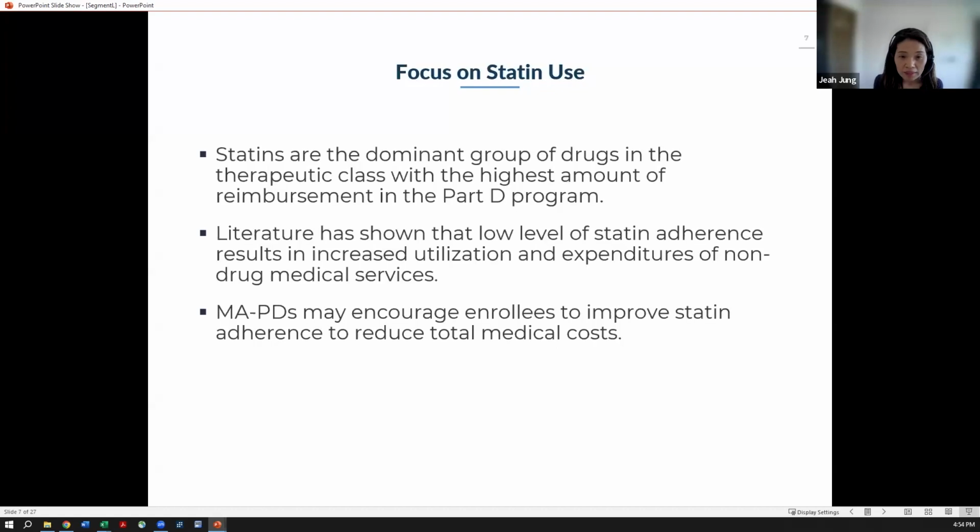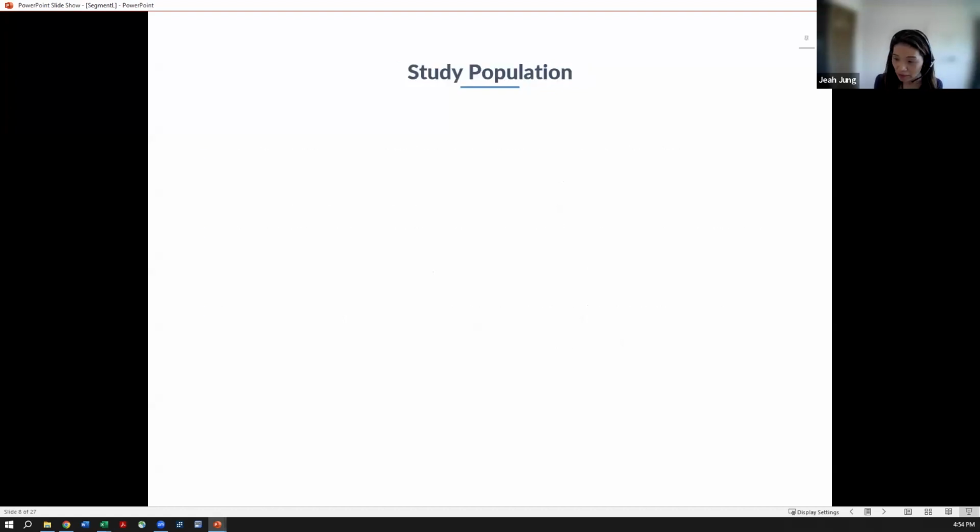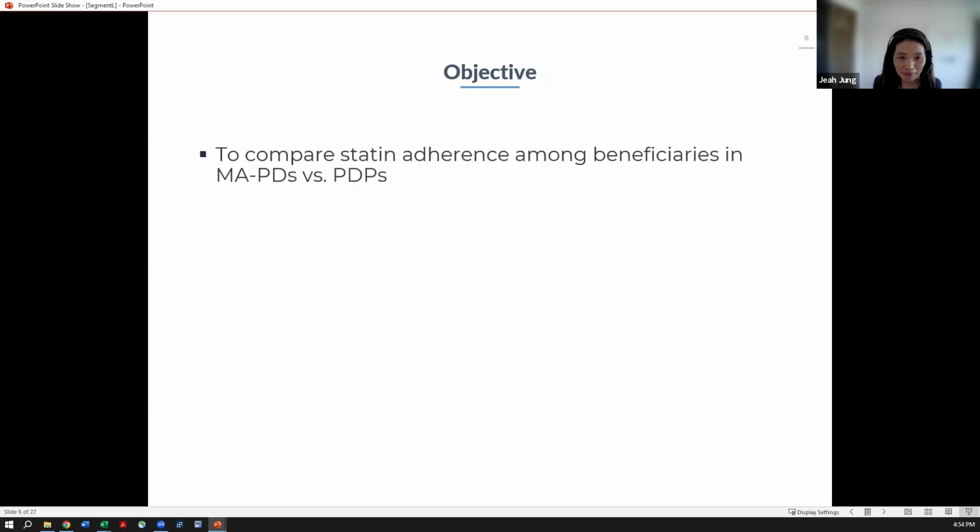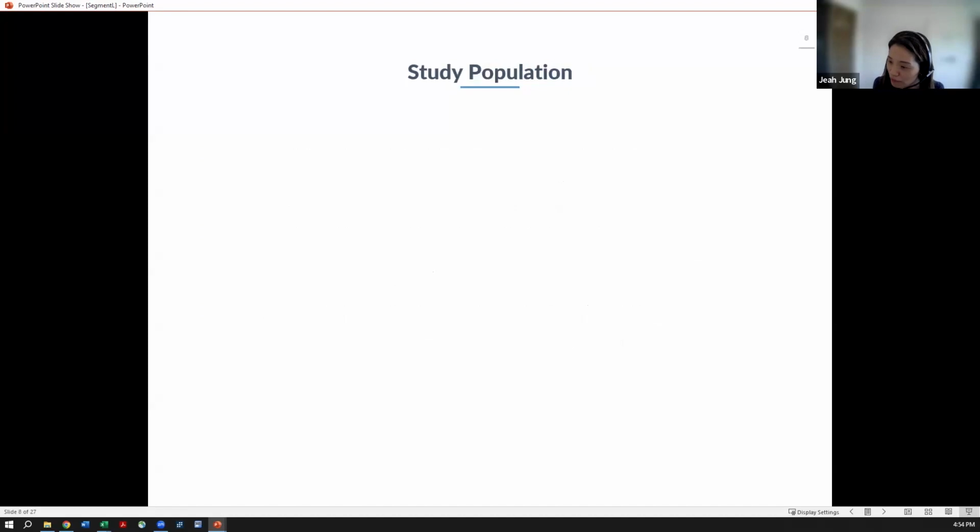Now, this is a question for you. You can unmute yourself for a second and answer the question, or you can just type it in. Right, so this is my study question. I already explained the background, right? So we want to compare MAPD and PDPs on statin adherence. How would you define your study population to address this research question? Any volunteer who wants to answer?